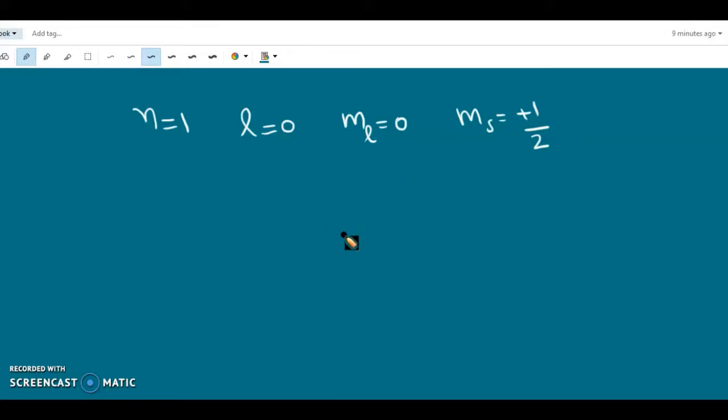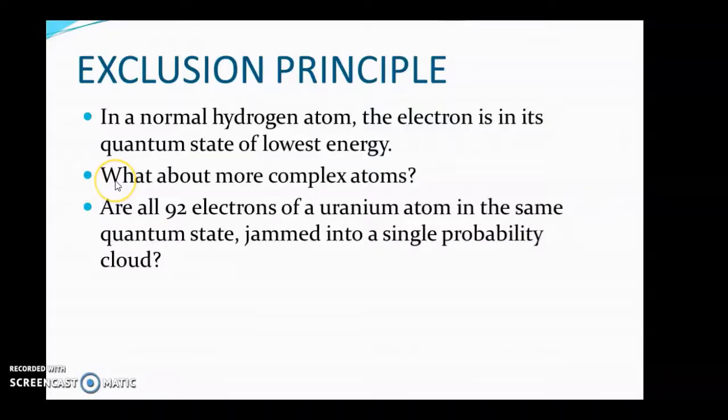Then what about atoms having more than one electron? Are all the electrons in the same quantum state? That would mean that n, l, ml and ms are the same for all of them. For example, we know that in the case of the uranium atom, there are 92 electrons. Are all the 92 electrons of the uranium atom in the same quantum state? The probability is determined by the quantum numbers n, l, ml, ms.